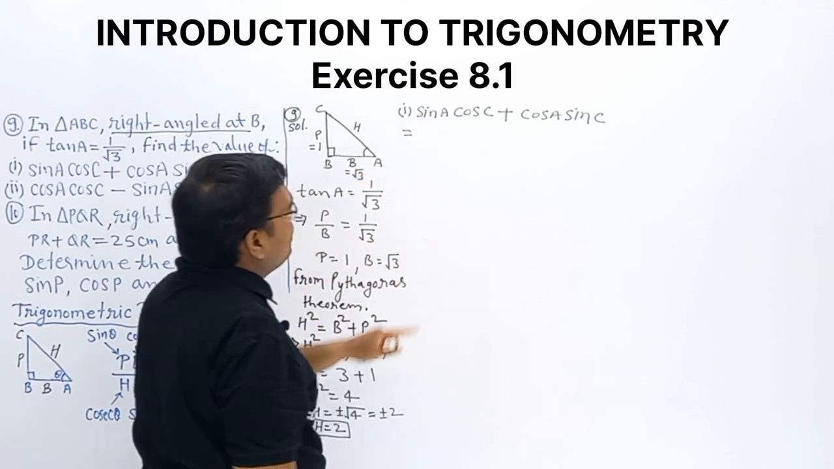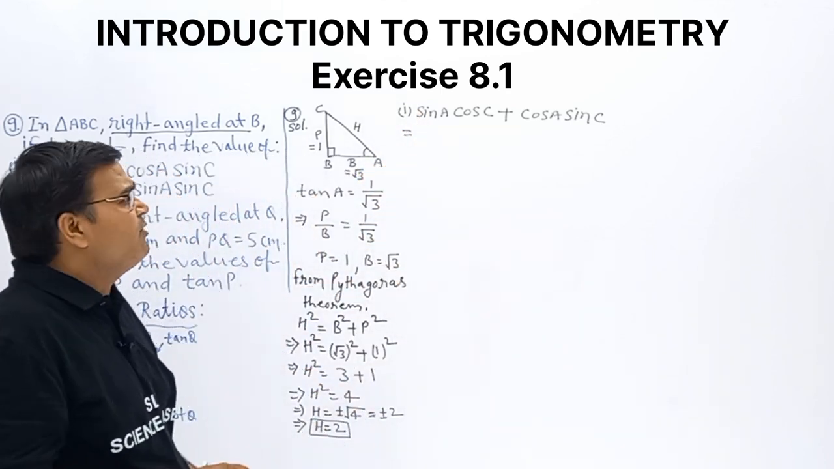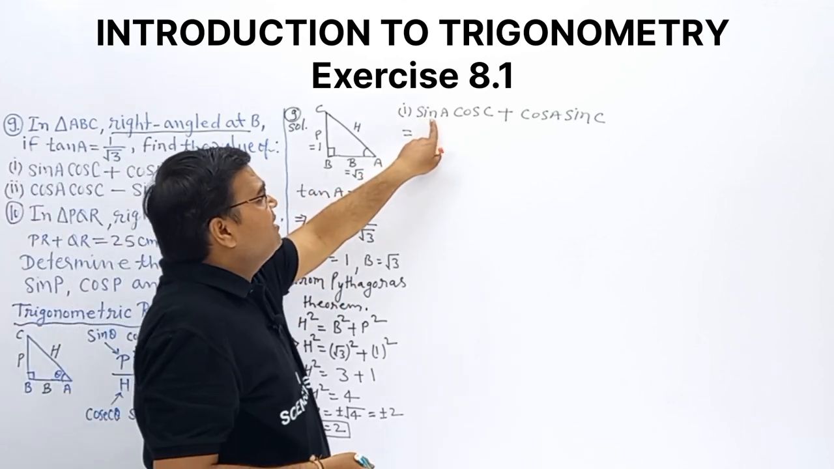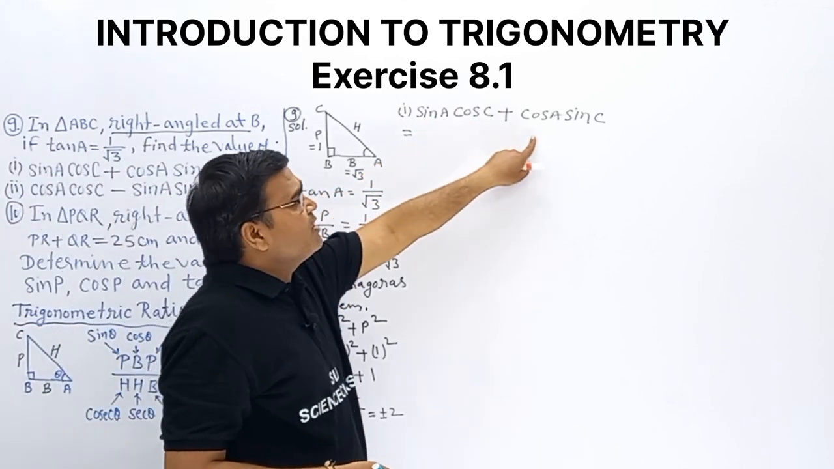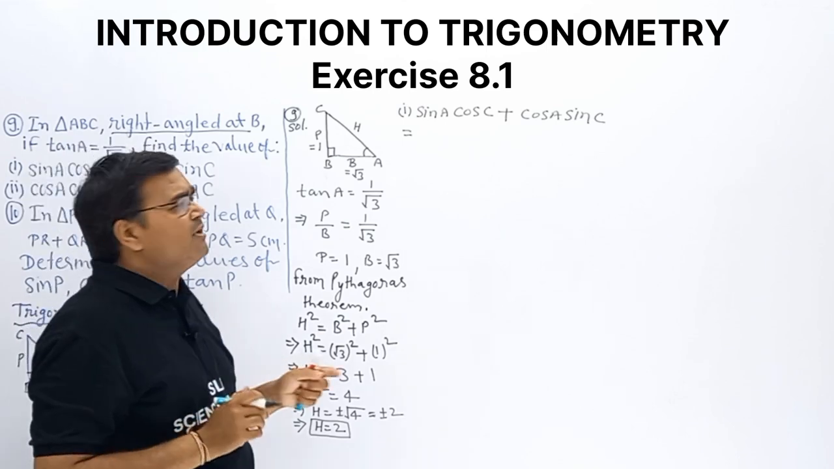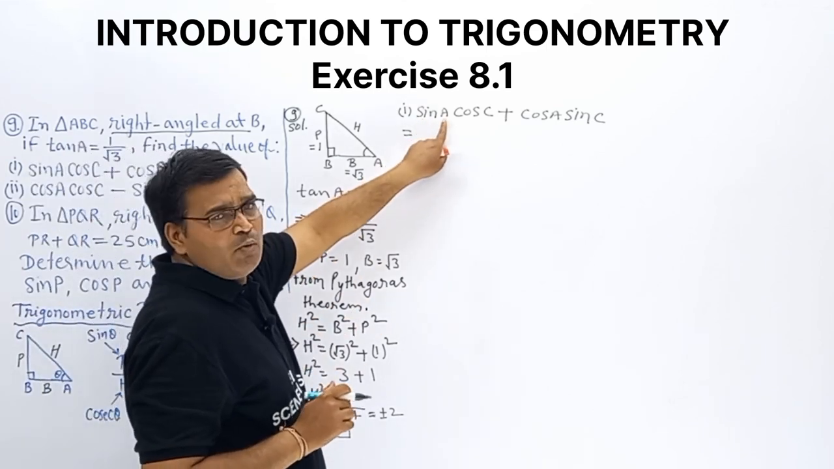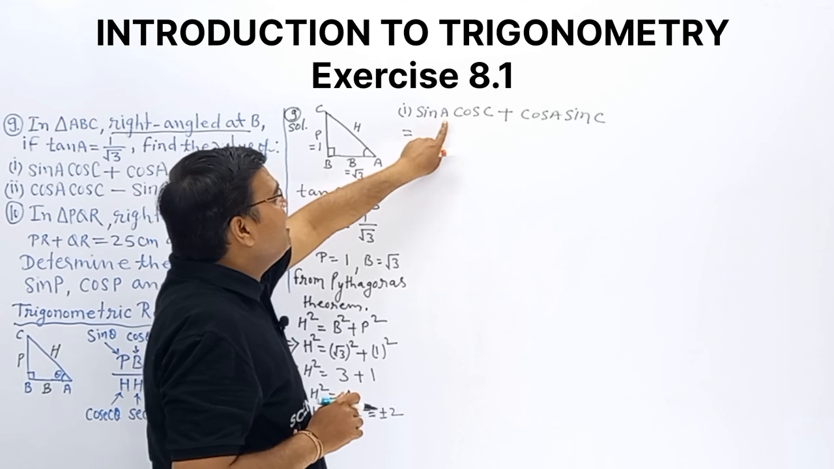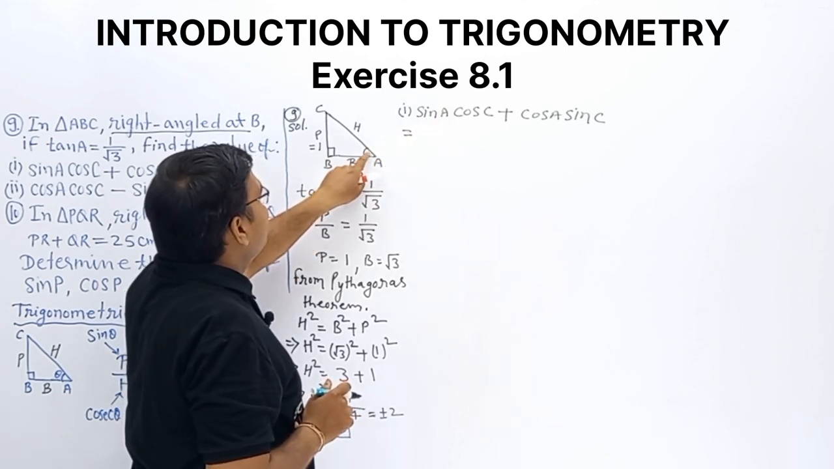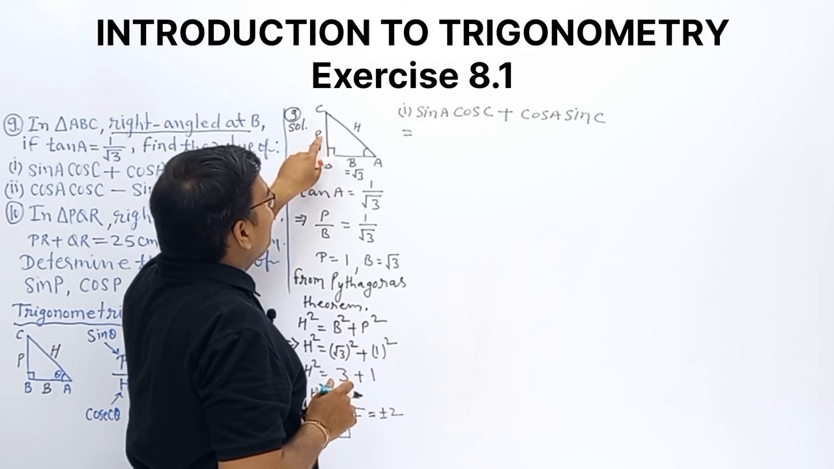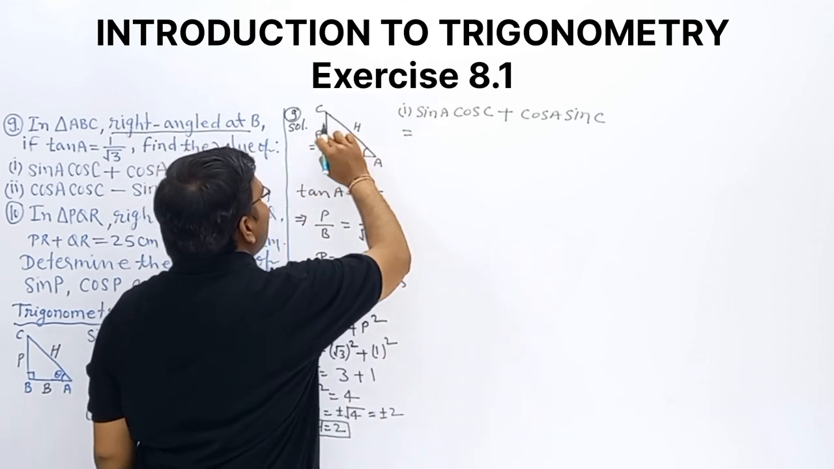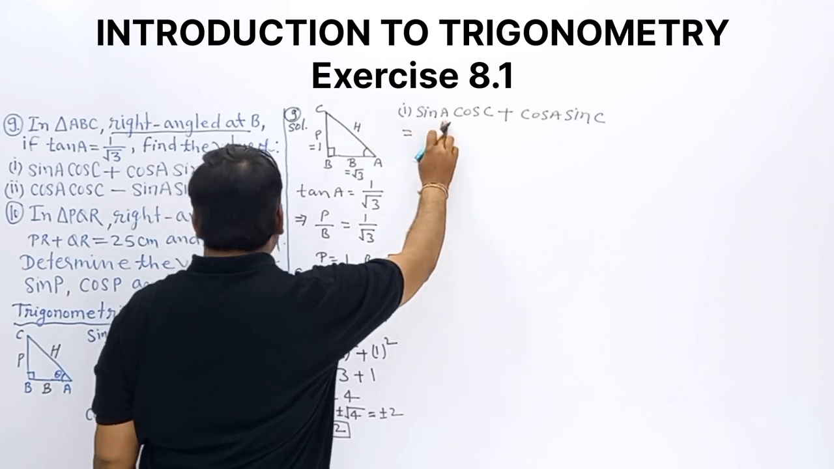So first we can find the values. If you are having a problem, then you can find the values of sin A, cos C, cos A, sin C. Or otherwise you can write directly. Observe, I am writing directly. A is an acute angle and its opposite side will be perpendicular and this will be base. So sin A is perpendicular upon hypotenuse.